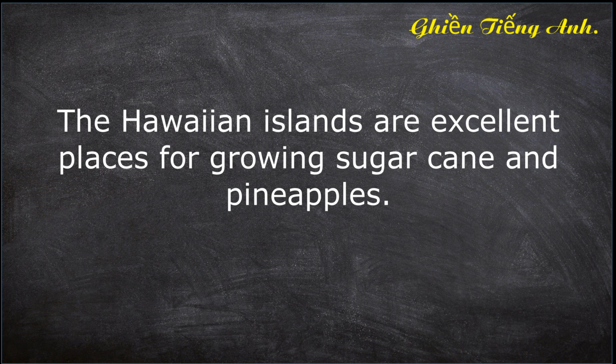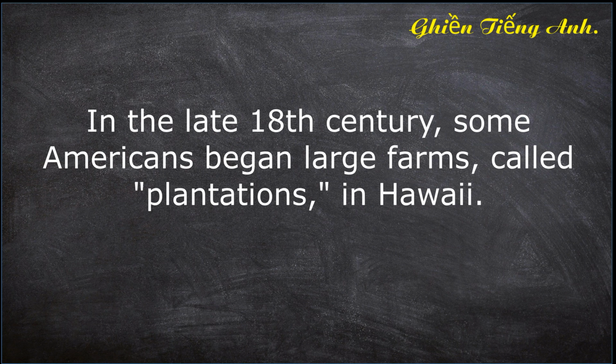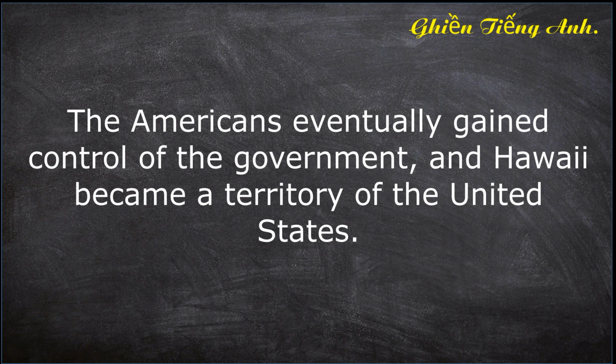The Hawaiian Islands are excellent places for growing sugarcane and pineapples. In the late 18th century, some Americans began large farms called plantations in Hawaii. The Americans eventually gained control of the government, and Hawaii became a territory of the United States.